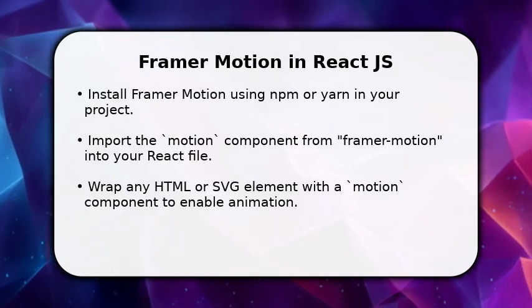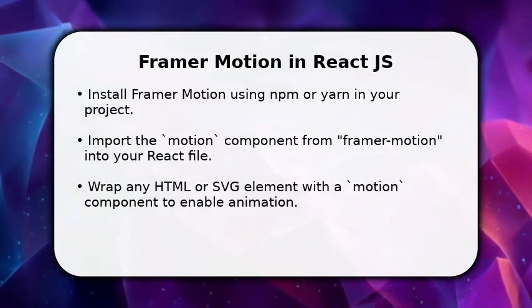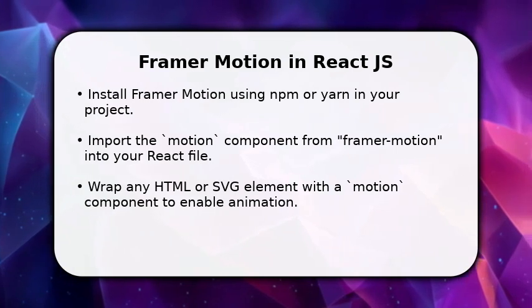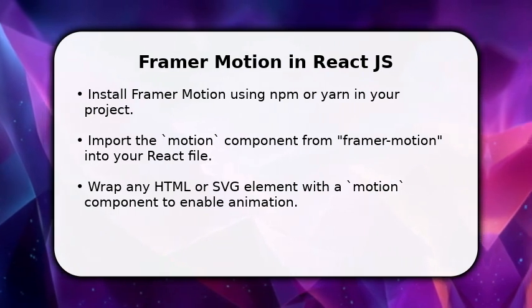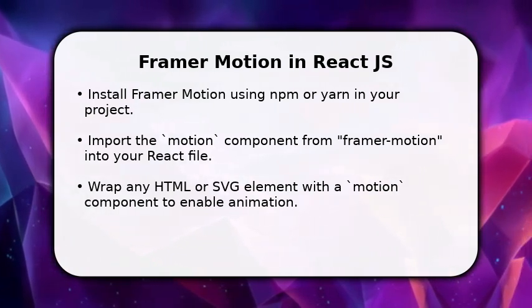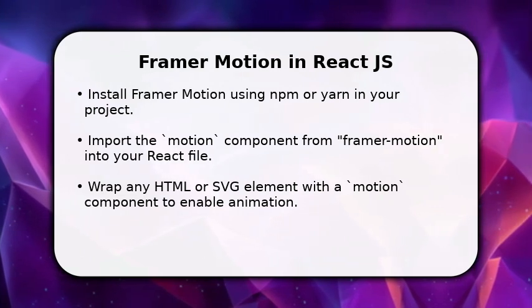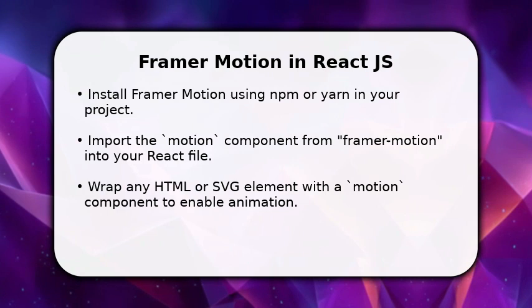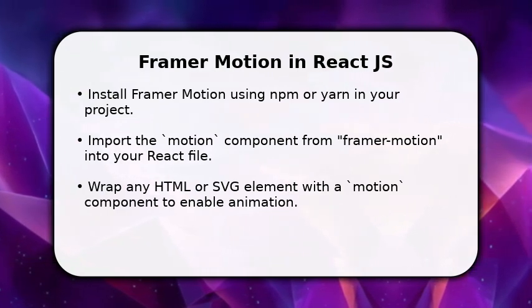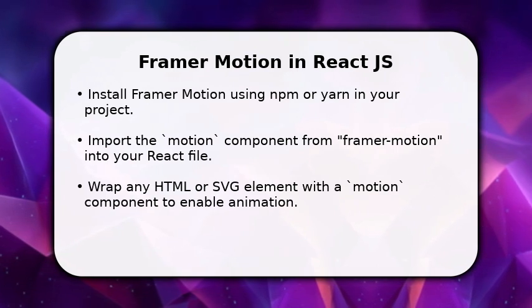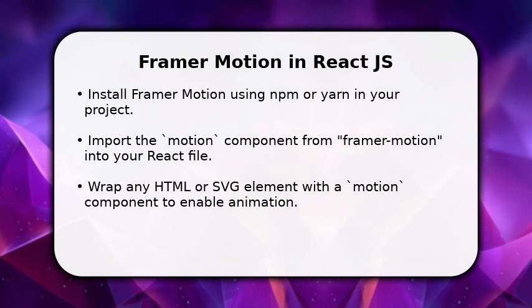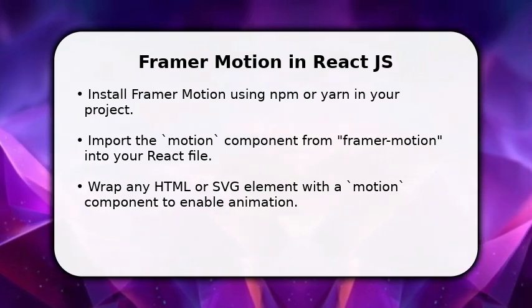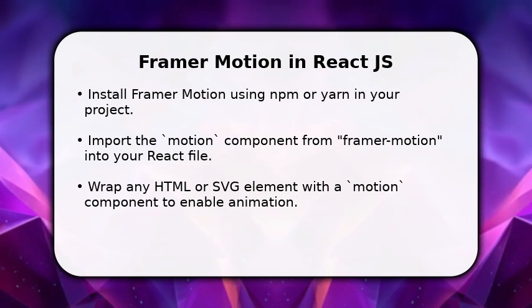Enjoy the video. In this video, I will explain how to use Framer Motion in ReactJS. To begin, you will need to install the Framer Motion library into your project using either npm or yarn. Once installed, simply import the motion component from the library. Then, wrap any standard HTML or SVG element, like a div or a button, with this motion component. This simple step transforms your static elements into powerful, animatable components, ready for dynamic interactions and visual flair.